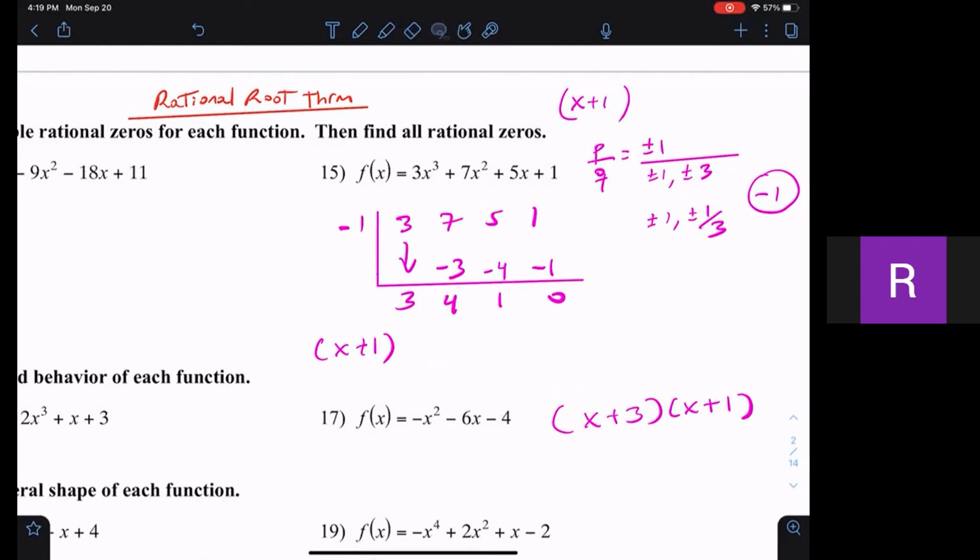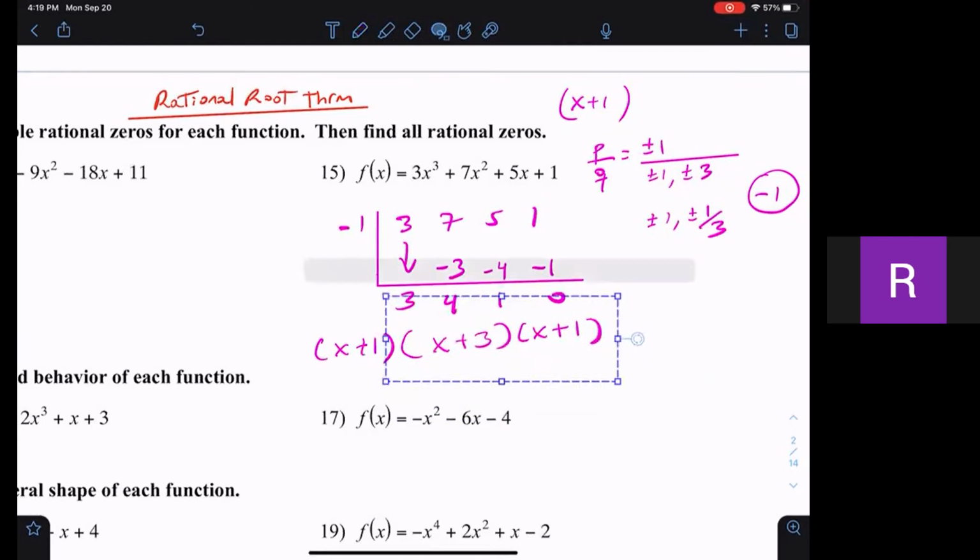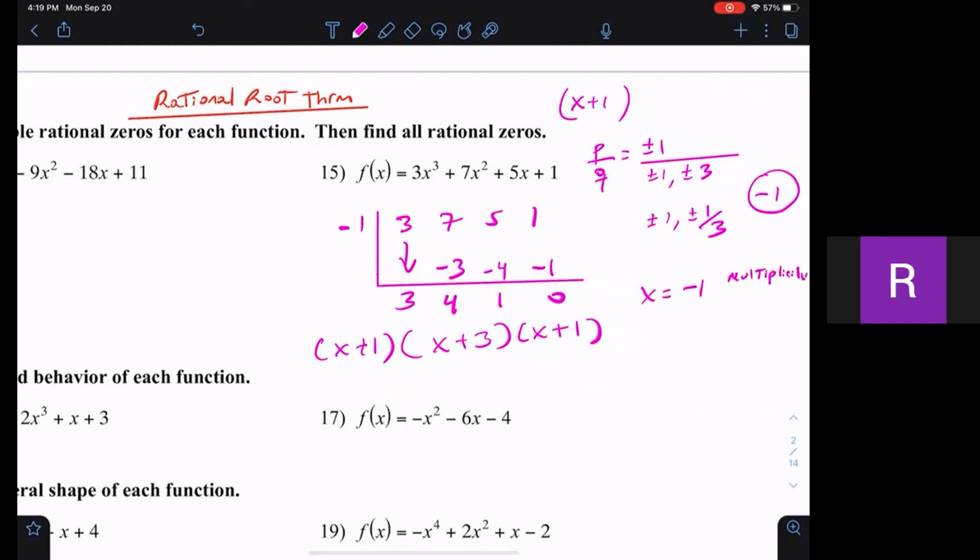So if this is the factor form, what's the answer? x equals negative 1 with multiplicity of what? Of 2, right? Because you can write this as (x plus 1) squared, these two together. And then this is going to be x equals negative 1/3 with multiplicity of 1, right? Multiplicity of 1. Okay? That's how you do that. Done.